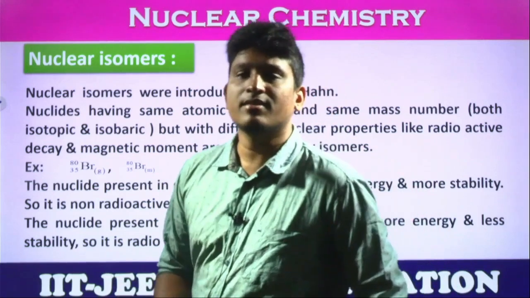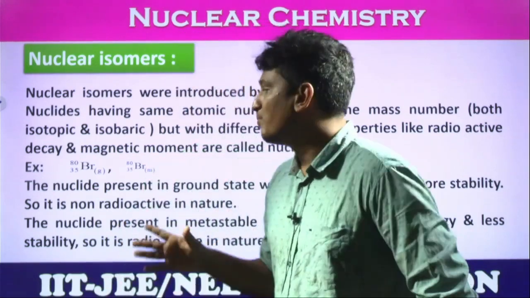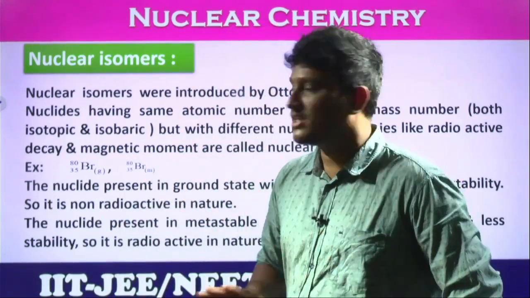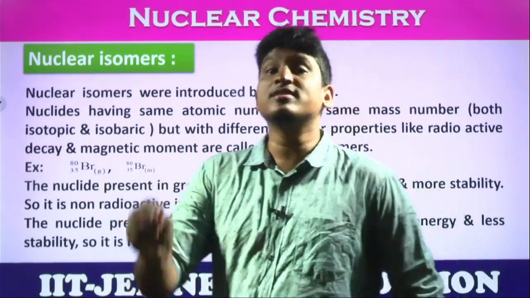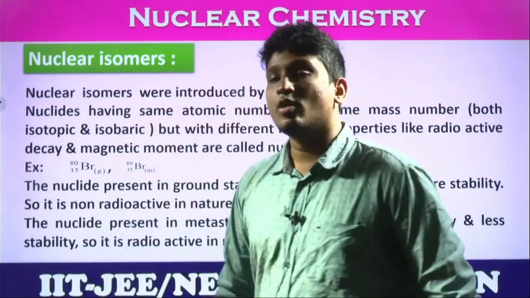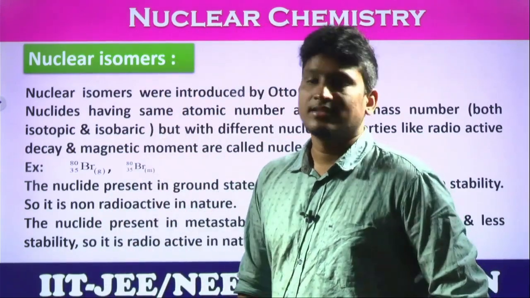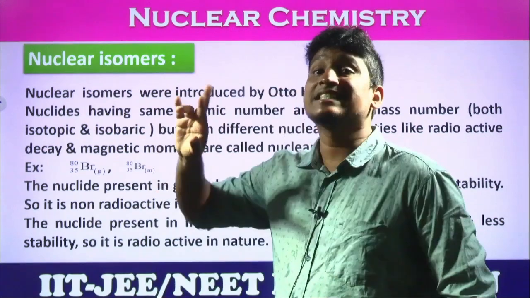Why do we need to classify them? Because both don't have the same energy. You can see here in brackets a small g. What does it mean? Ground state. And small m, metastable state. Sometimes we can also say excited state.